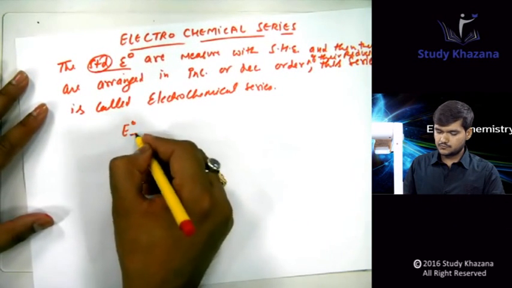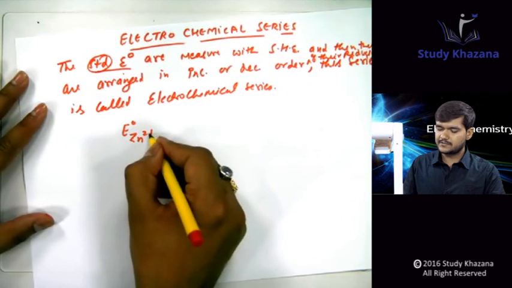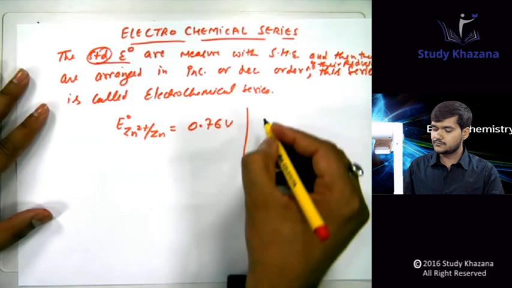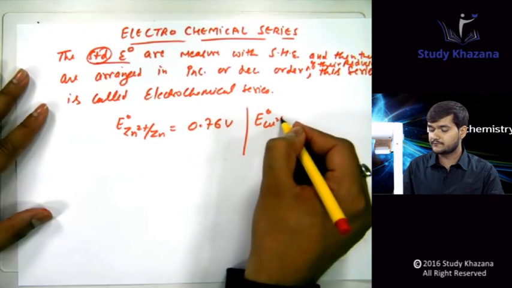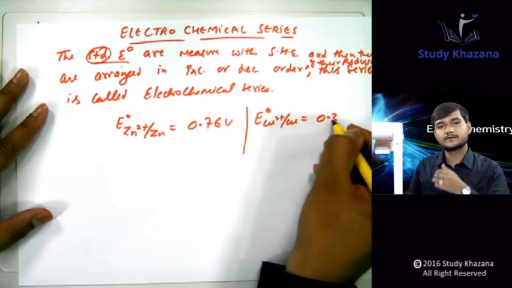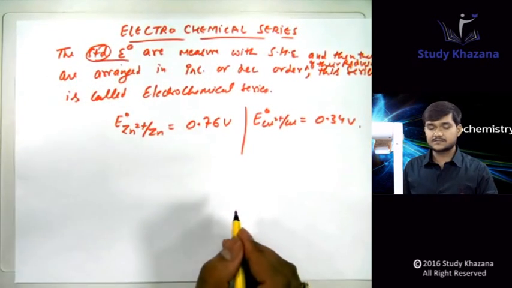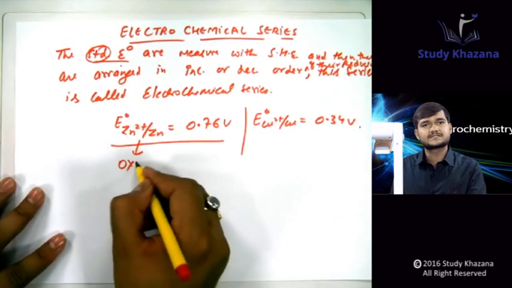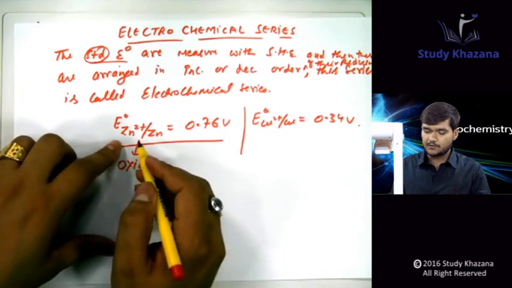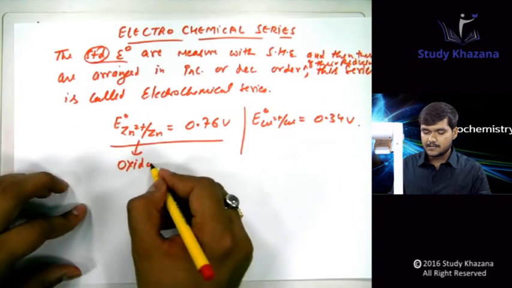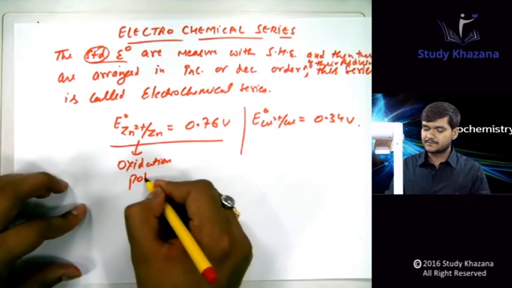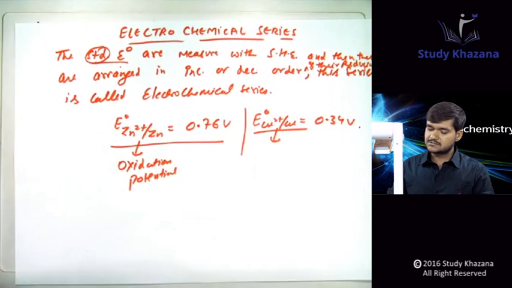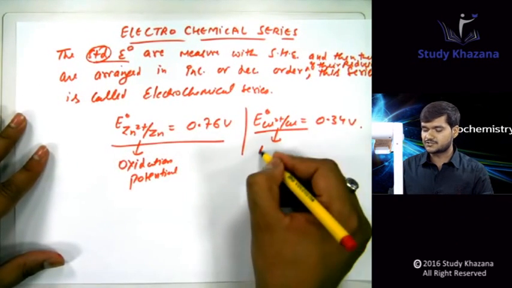Now one thing, if I write E naught Zn2 plus to Zn is 0.76 volt and E naught Cu2 plus to Cu is 0.34 volt, can we compare? What is this? This is the oxidation potential. Yes, you can see Zn2 plus is converting into Zn, so this is the oxidation potential. And here for copper, we can see Cu2 plus is converted into Cu.